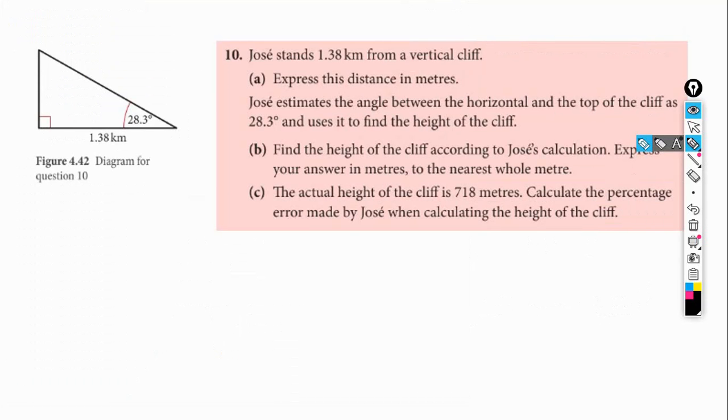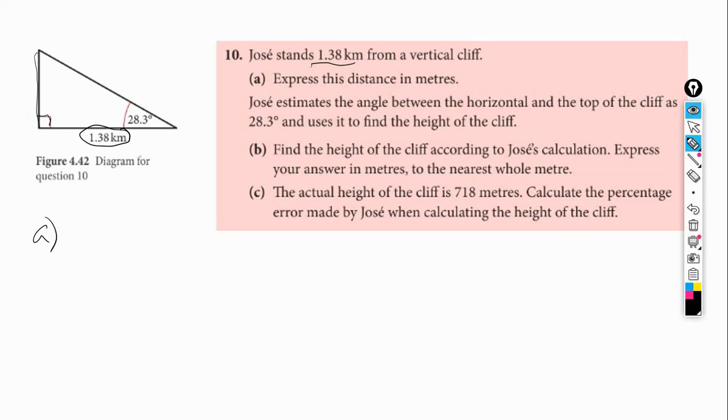Very well, so we are on question 10, which is going to be the last question on this video, and also the last type of question that you will need to study for our coming quiz. Question 10 says, Jose stands at 1.38 kilometers from a vertical cliff. So this is Jose's distance from the cliff, which is obviously going to be this line here that is perpendicular to the ground. Therefore, it forms a right angle. That's very important. Letter A, express this distance in meters.